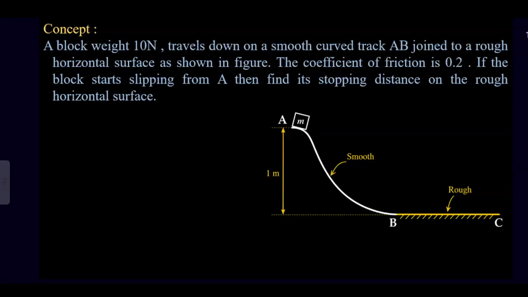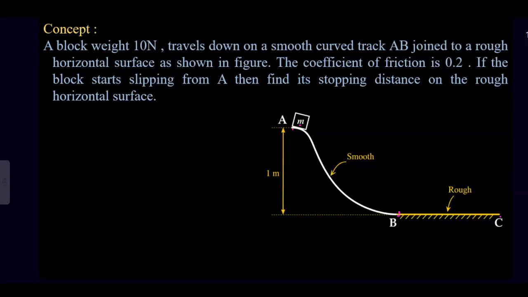Right. So what can we do here? For points A and B we will consider the motion, and thereafter for B and C we will talk about the motion. Now let's talk about the A to B motion. The block is sliding. Why is the block sliding? Gravitational force. Apart from that, no other force is acting on the body.